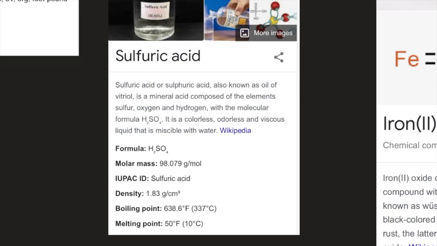Sulfuric acid, also known as oil of vitriol, is a mineral acid composed of the elements sulfur, oxygen, and hydrogen, with the molecular formula H2SO4. It is a colorless, odorless, and viscous liquid that is miscible with water, according to Wikipedia.